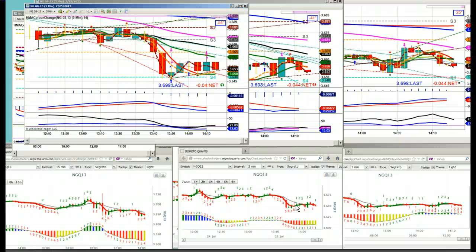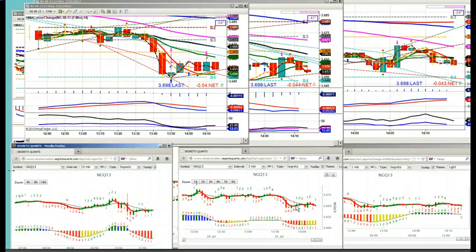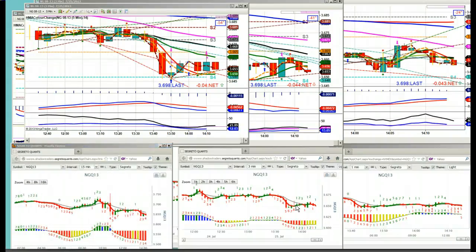So let me do this. I'm going to see if I can connect to the replay here. Just trying to find my control center for a minute. One second. Oh, there it is. Got so many things up. Just give me a second.